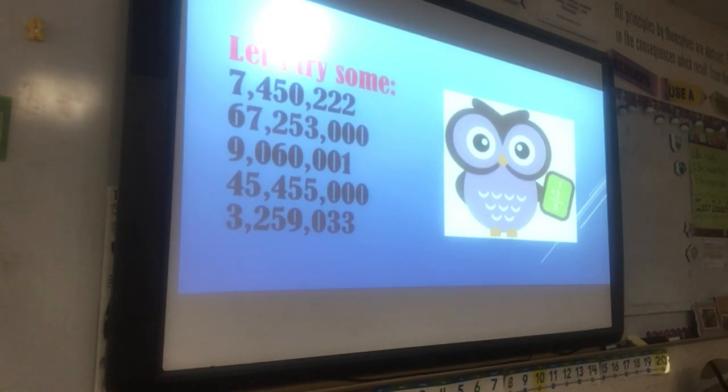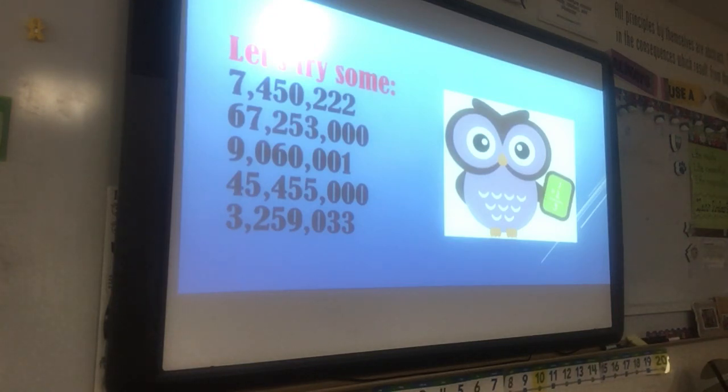9 million plus 60 million plus 1. Got it. Okay, what about the next? 60 million, 60,000. Yeah, I said 60,000, not 60 million, because that was only 9 million. Yeah, it's 9 million plus 60,000 plus 1. Yes.